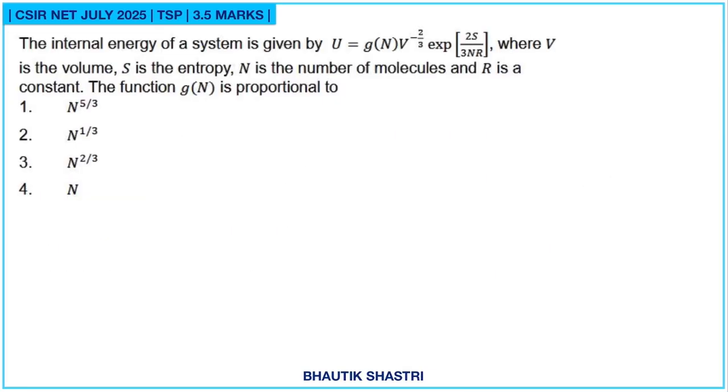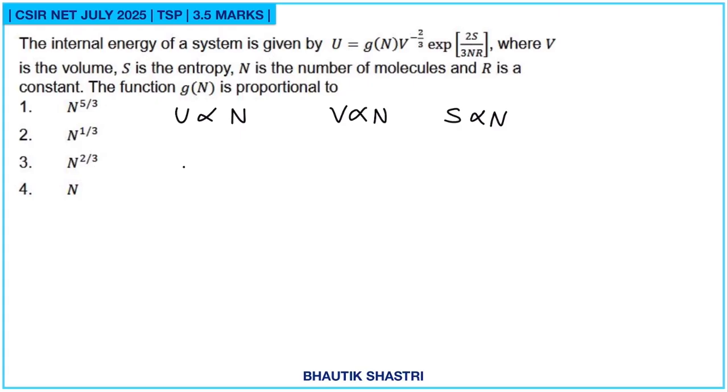Next question. The internal energy of the system is given by U, where V is the volume, S is the entropy, N is the number of molecules, R is a constant. The function g of n is proportional to. Now we know U is an extensive property, so U is proportional to n. Also V is proportional to n, and entropy is also proportional to n.